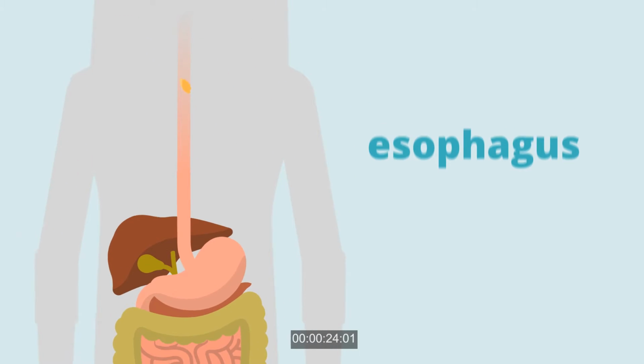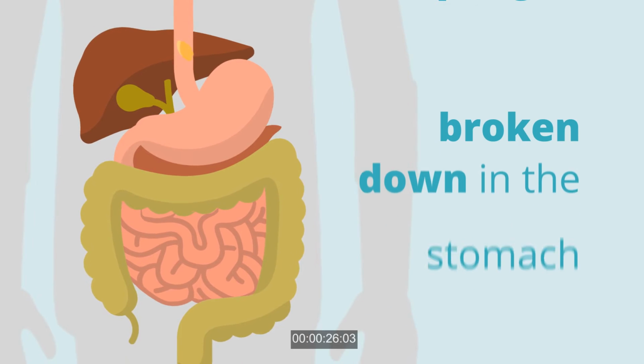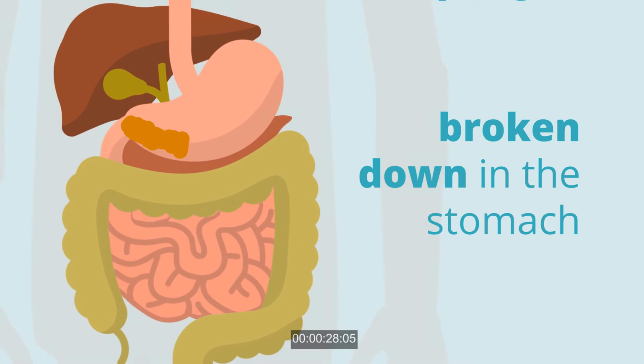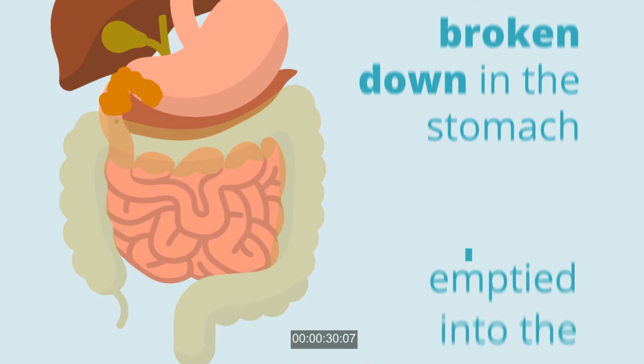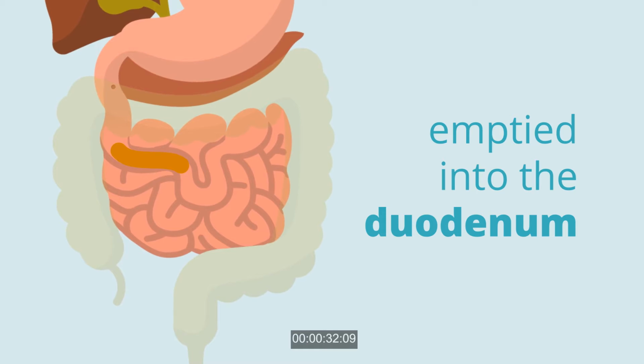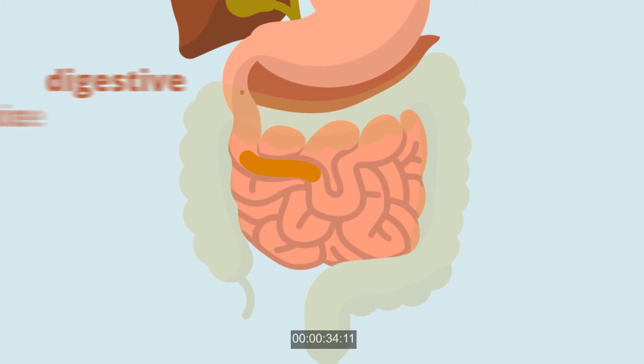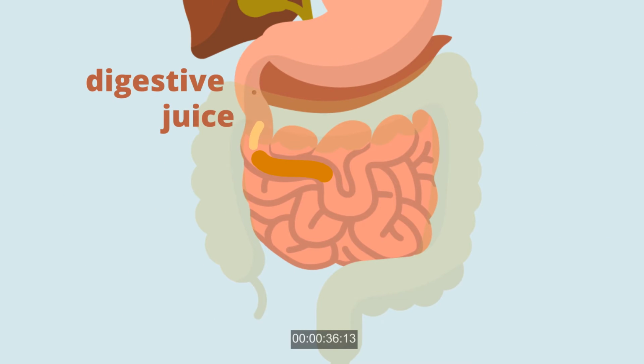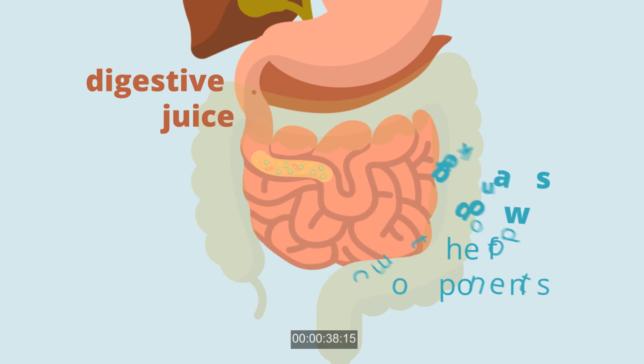To understand what happens in the gut of someone with celiac disease, we first have to take a look at our digestive system and our immune system. When we eat, the food passes the esophagus, is broken down in the stomach, and emptied into the upper part of the gut called the duodenum. There it's mixed with digestive juice that further breaks down the food components and the nutrients in small fragments.